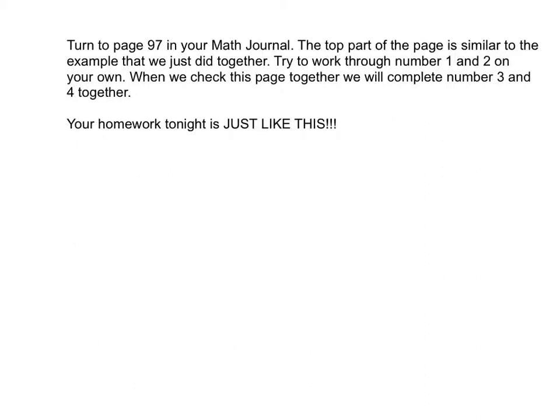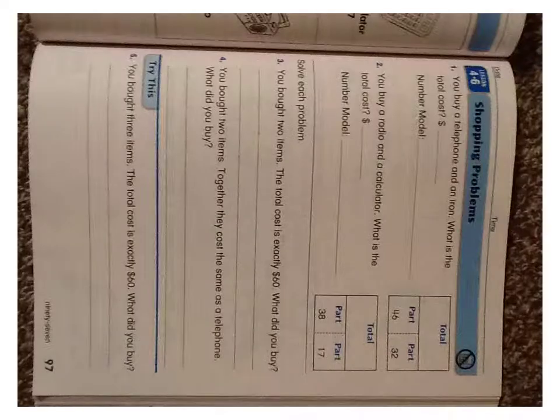Turn to page 97 in your math journal. You can pause the video if you need a minute to catch that. The top part of page 97 is similar to the example that we just did together. Try to work through number 1 and 2 on your own. When we check this page together, we'll complete numbers 3 and 4 together. Remember to write the number model on both numbers 1 and 2. Your homework tonight is just like this.